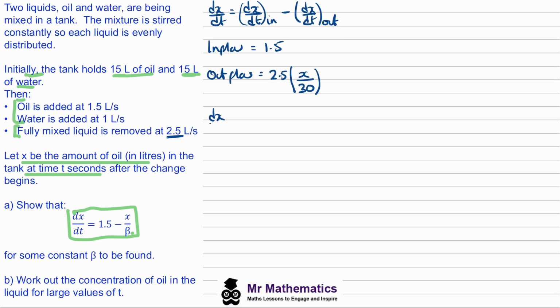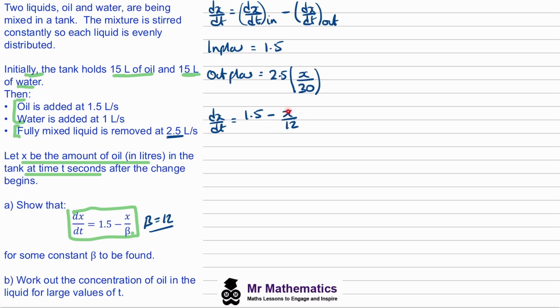So dx by dt will be 1.5 minus 2.5x over 30. And this is x over 12. So you can see that beta will equal 12. Okay? So that's our differential equation.